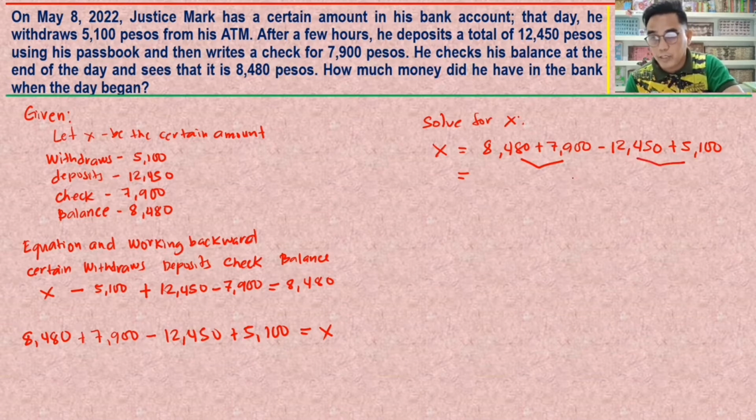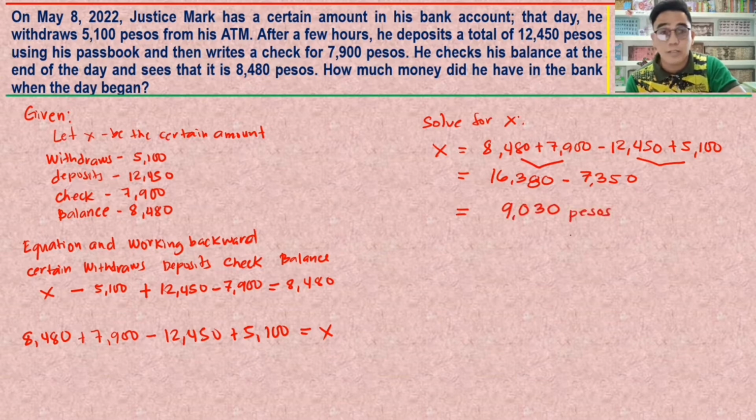So 8,480 plus 7,900 is 16,380. Negative 12,450 plus 5,100, we have 7,350. And finally, 16,380 minus 7,350 is 9,030 pesos. So this is the certain amount of Justine Mark on May 8, 2022.